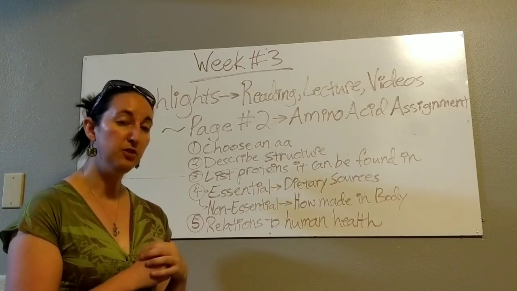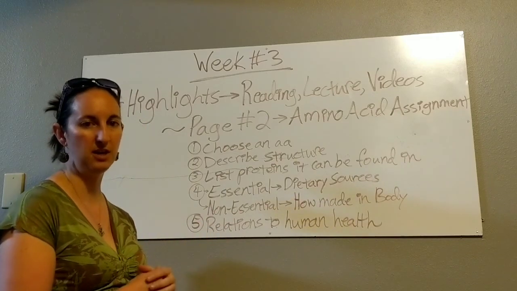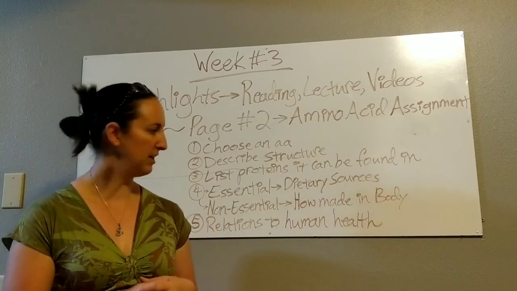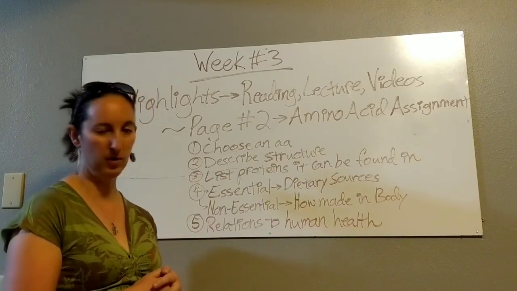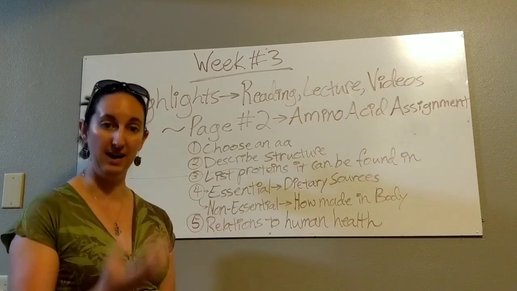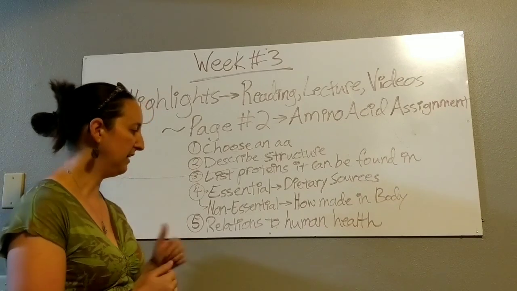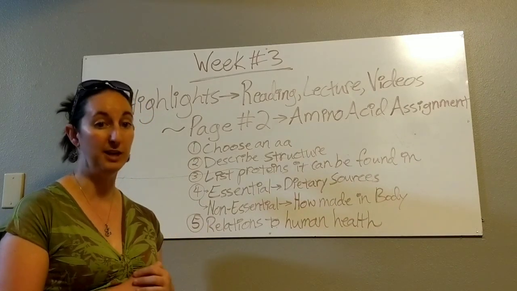And then if you pick an essential amino acid, I want you to talk about the dietary sources of where you can get that amino acid. If you pick a non-essential amino acid, then talk about how it's made in the body. What is the process for synthesizing it, or the pathway or the mechanism that's involved there. And finally, I want you to talk about how this specific amino acid relates to human health.